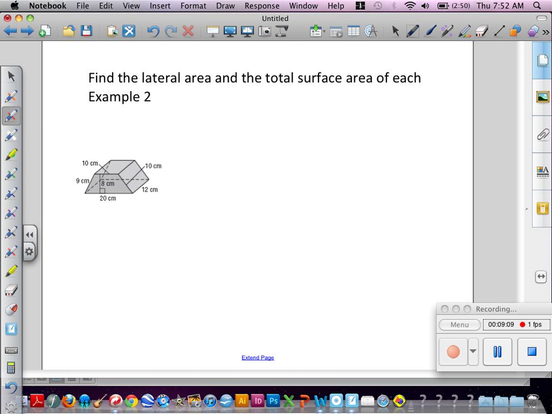We've got to find the lateral area and the total surface area. So for LA, I'm going to do my perimeter of my base, and then I'm going to multiply it times the height. Now when you look at this figure, the 20 by 12 is not the base because this here is not the same size as that one. So that is not, it's not the base. The base is really the trapezoid. So I have to go ahead and find my perimeter for my trapezoid.